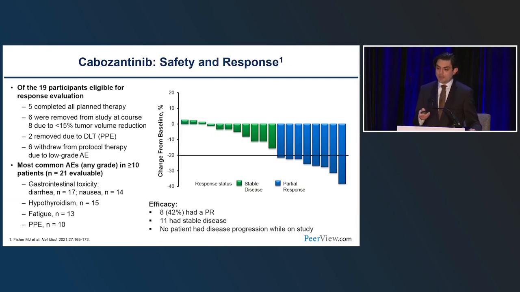And they saw that a good portion of the patients had some partial response. In this case, 8 patients, which is equivalent to 42%. 11 of the other ones had stable disease, and none actually met the criteria for progression, which would be a 20% or more increase in the size of their tumor.